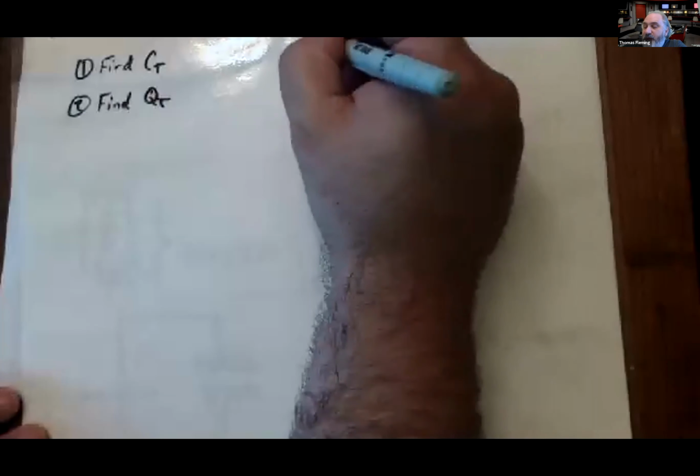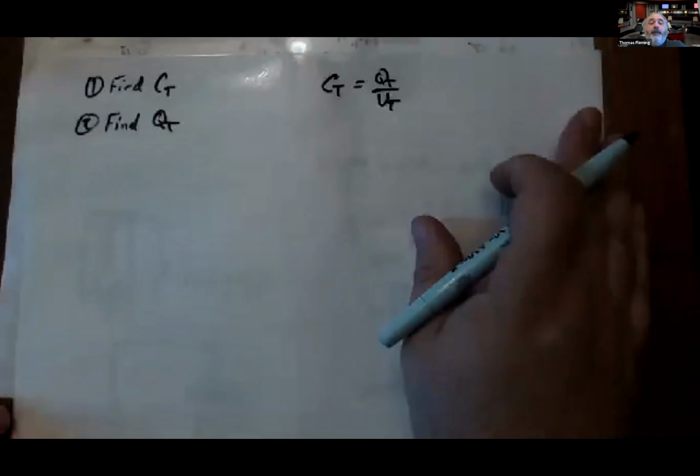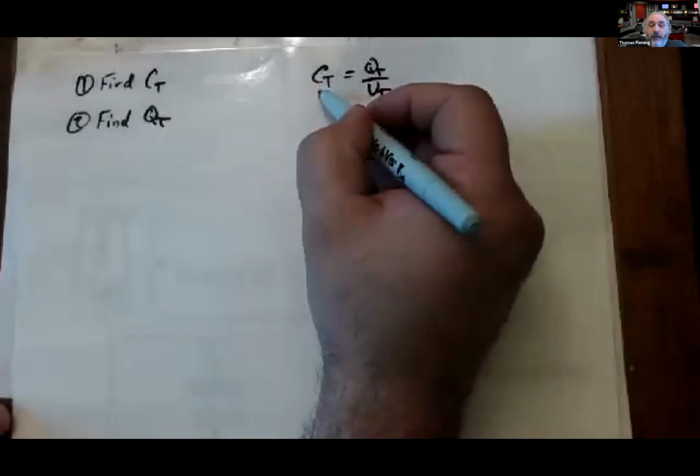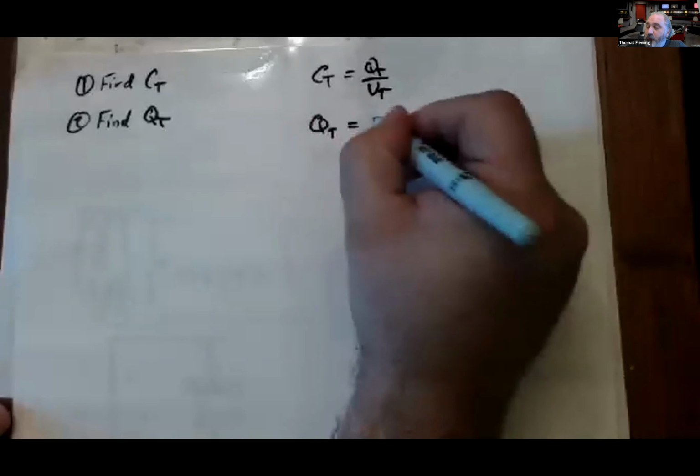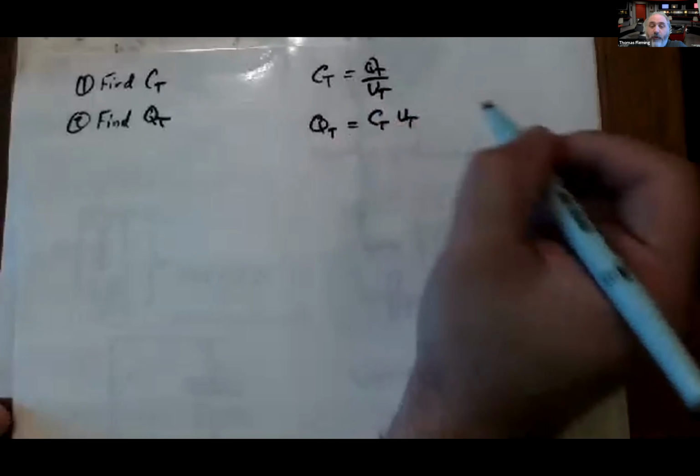Right? Now, once we know what C total is, we're going to find Q total. How much charge came out of that battery? Conveniently, we know that C total equals Q total over V total. This we figured out. This was given in the problem. This we can therefore determine. Q total should equal C total times V total.